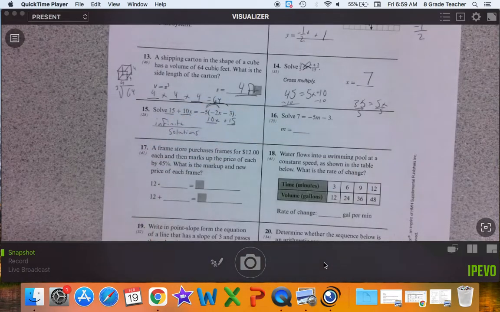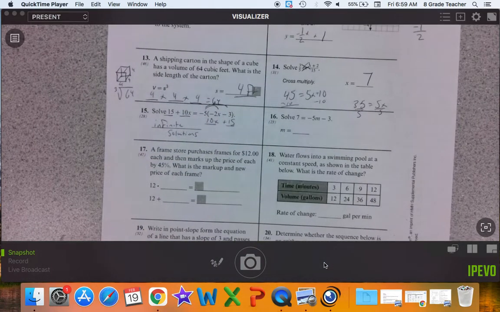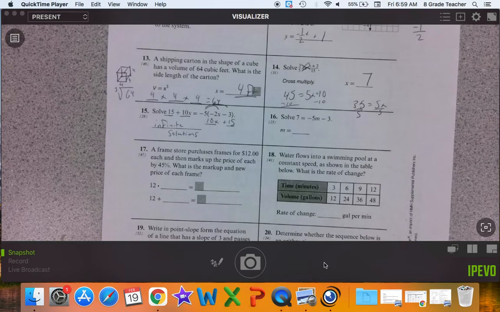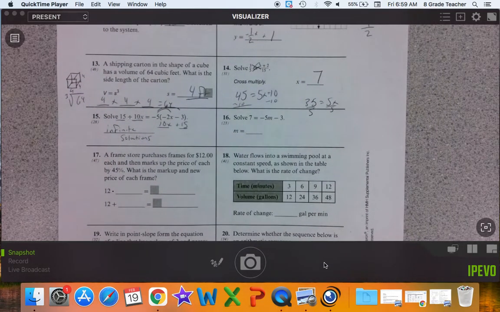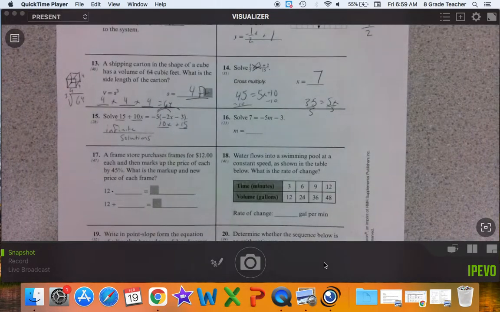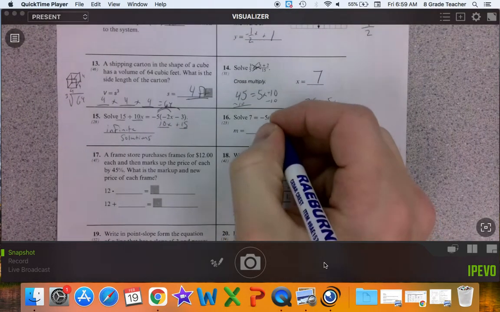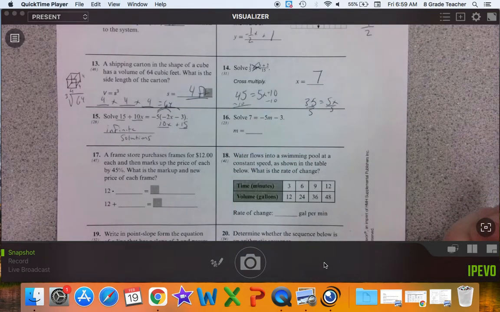X could equal 1, 2, 3, 4, 5, 6, 7, 8, 9, 10, 11, 12, 13, 14, 15, and I could go on, right? 16. So 7 equals negative 5m minus 3. In this example, we're solving for m. We need to get m by itself, so we're going to use our opposite operations.